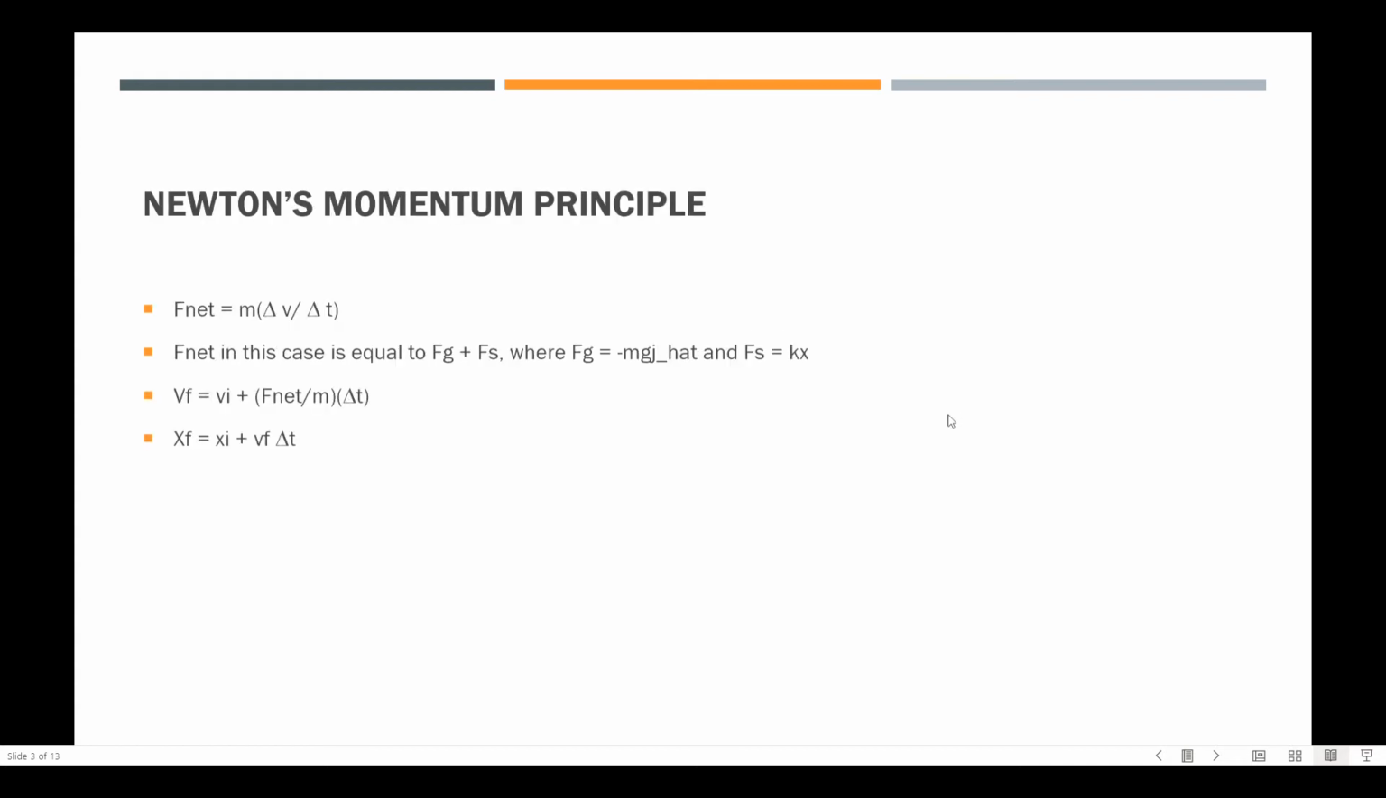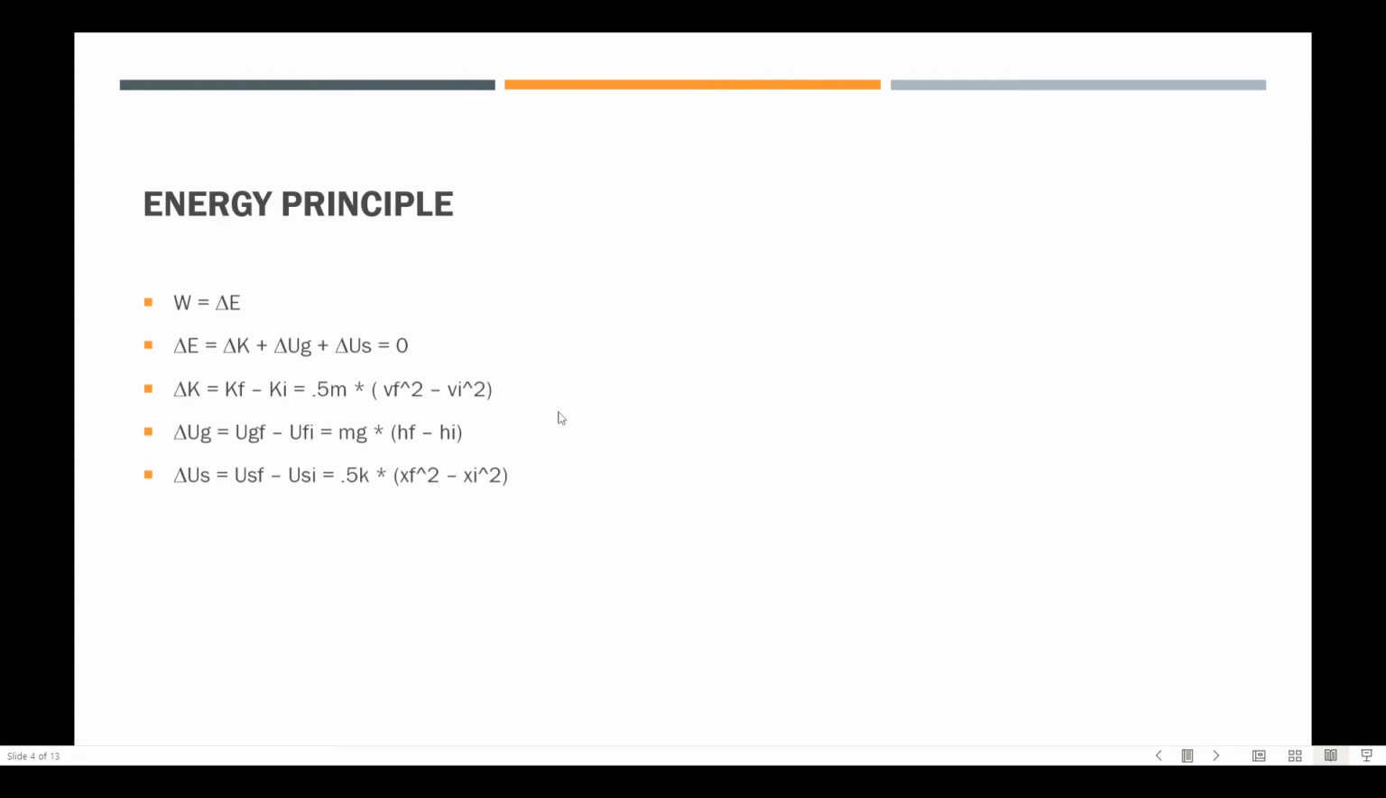In this lab, we use Newton's momentum principle, which states F net is equal to the change in momentum over time, and based on that, we can derive all of this. We also use the energy principle in this lab, which states that work is equal to the change in energy. Change in energy is 0 in this lab because no energy is lost, and change in energy would be the change in kinetic, gravitational potential, and spring potential in this case.